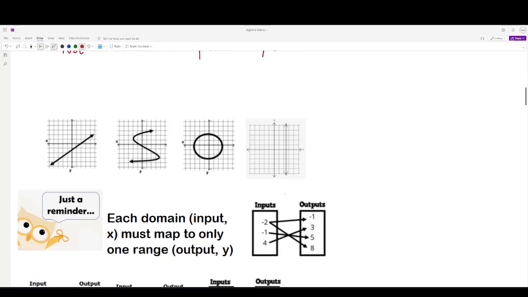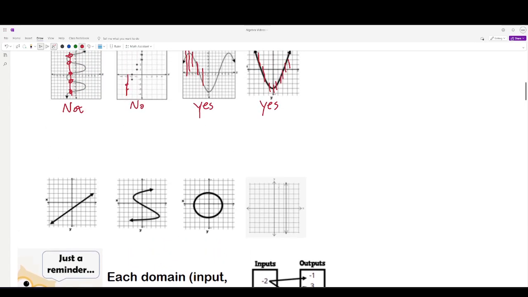Let's look at these next ones. If you have not already looked at them, I would pause and make sure you can identify them. So the first one is a straight line. Straight lines are always going to be a function. The second one is squiggly. We can fail the vertical line test in multiple places, so it is not a function. The circle, we can fail the vertical line test in multiple places, so it's not a function.